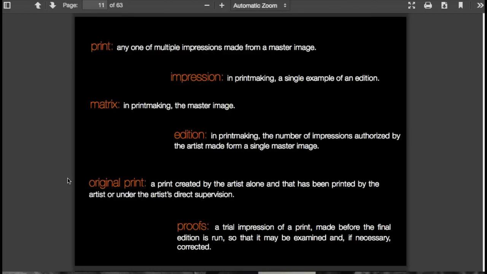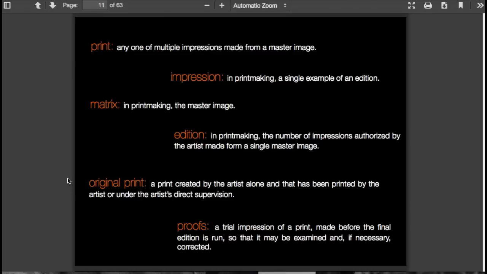And they're usually numbered. If you ever get into collecting art, lower number editions are usually more valuable than higher number. So 10 out of 100 would hypothetically be worth more than 90 out of 100. And that has to do with, sometimes the matrix wears down after time and all that kind of stuff.